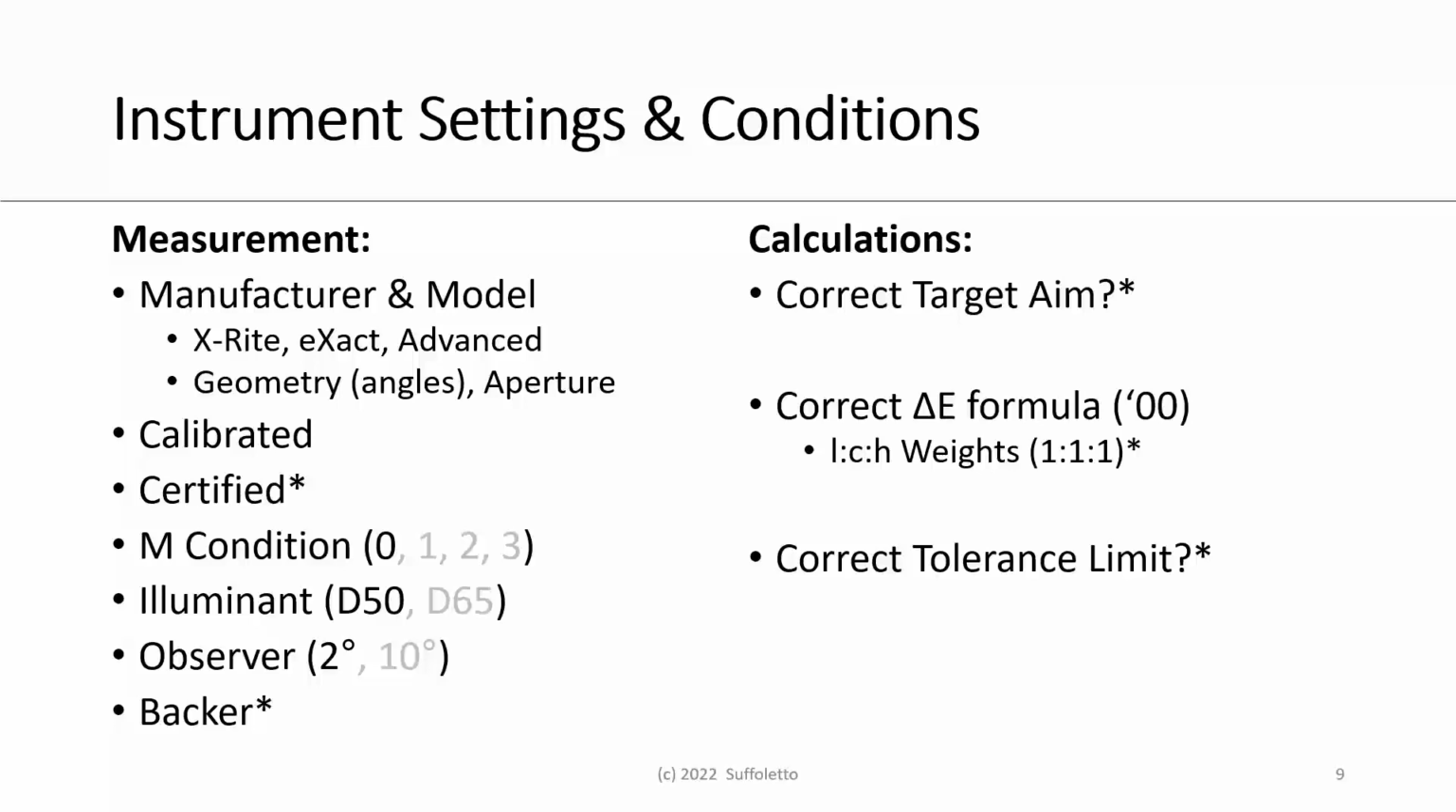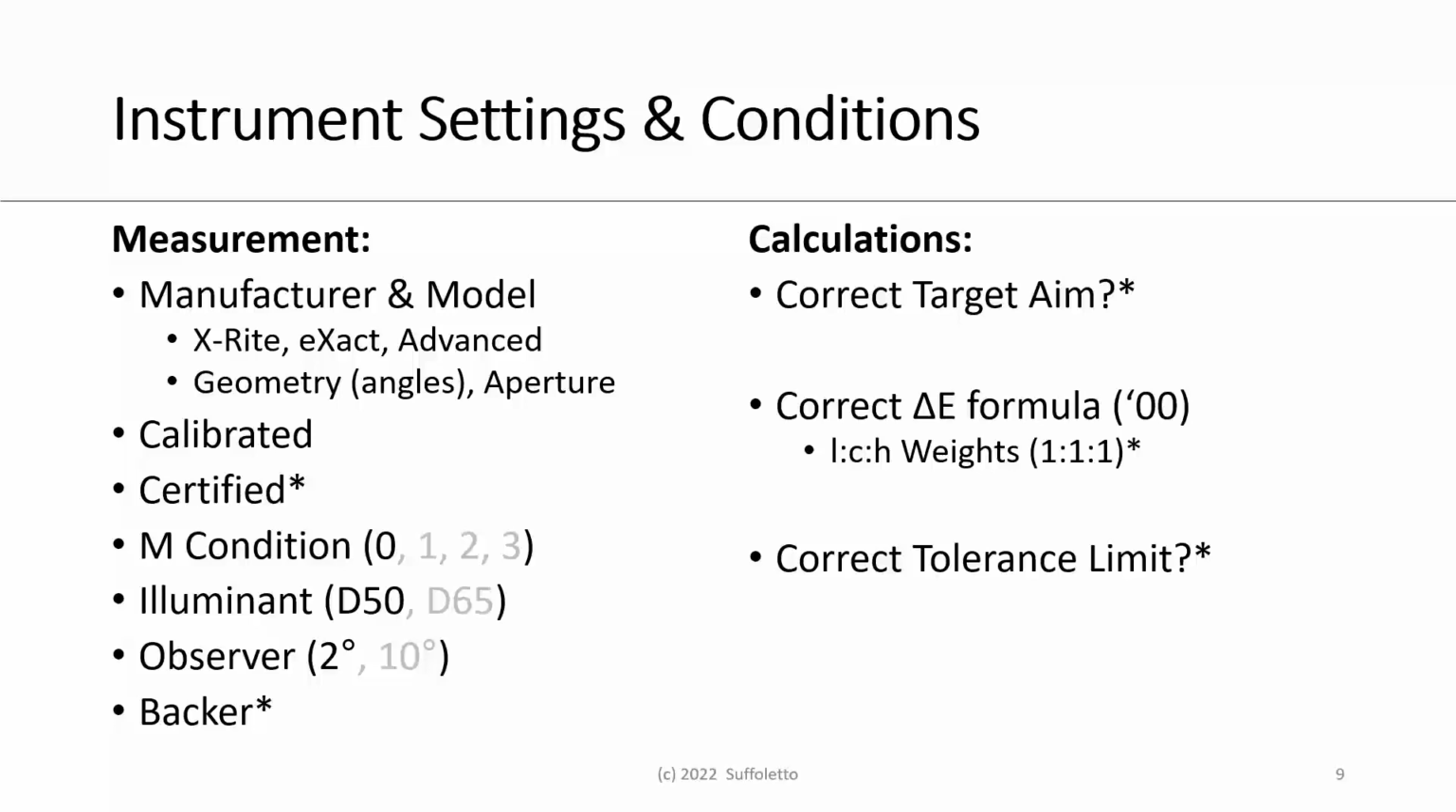The backer, whether it be white, black, or self-backer, is important because if the substrate you're printing on is not thick in terms of caliper, it's not opaque, it's translucent. When it comes to clear films, you have to make sure you have sufficient opaque white to give you good opacity. Now that you have all your settings and conditions set, we have to think about the calculations. Are you using the correct target aims? Are you using the correct delta E formula? Strongly recommended: delta E 2000.